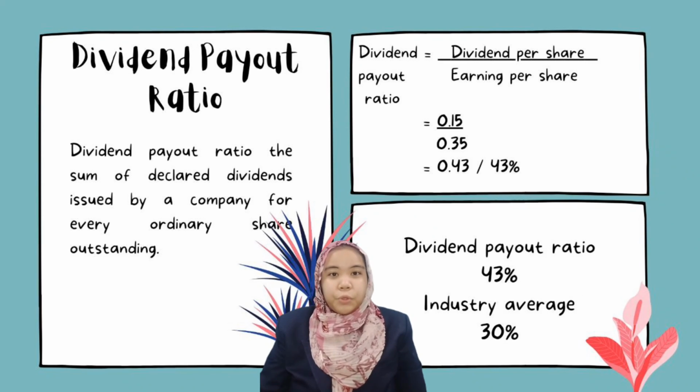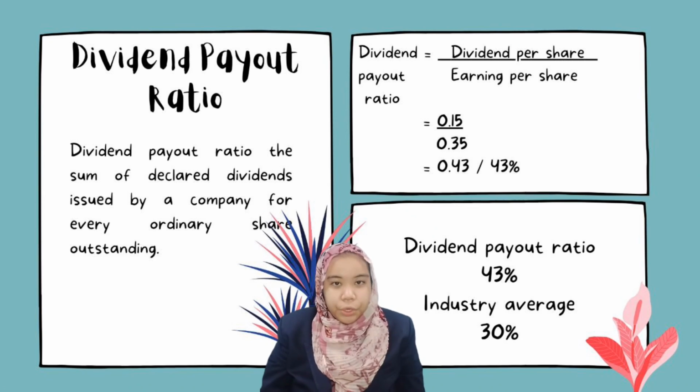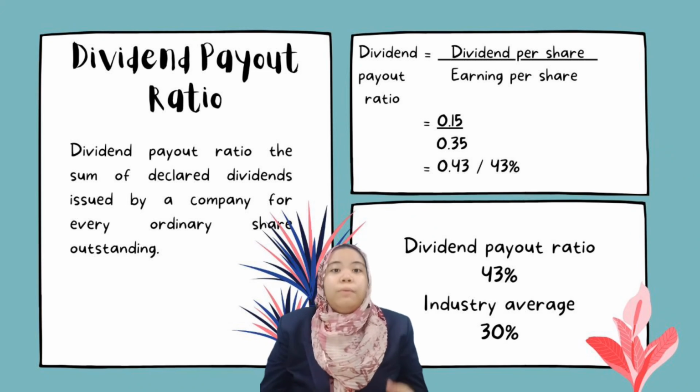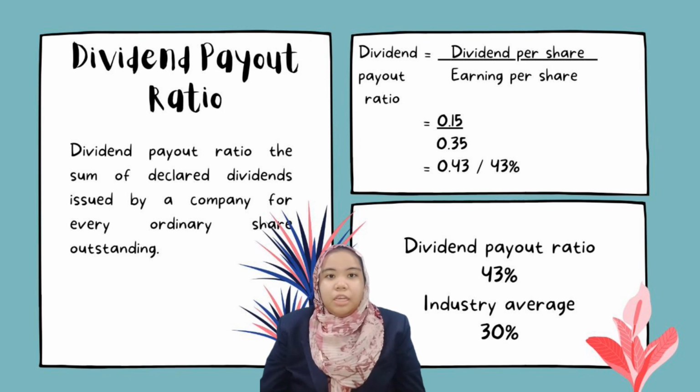Dividend payout ratio. To get the dividend payout ratio, dividend per share is divided by earnings per share, then we get 43% dividend payout ratio. Based on the ratio, Hikmah Bati Berhad gets a higher ratio than the industry average. To improve the ratio, Hikmah Bati Berhad needs to increase the company's net income and do well on cash flow, to get greater opportunity to pay bigger dividends to shareholders.